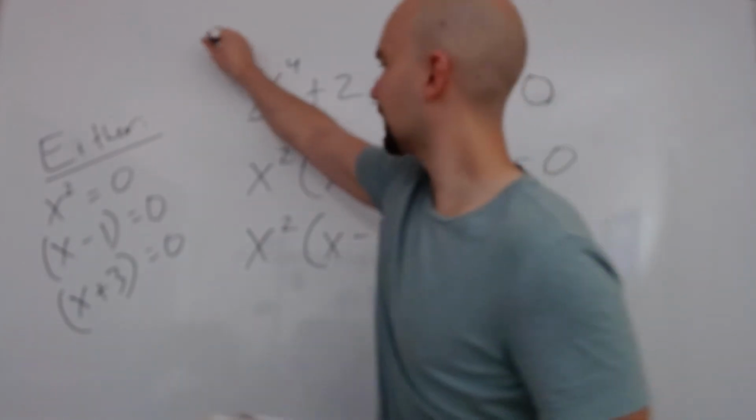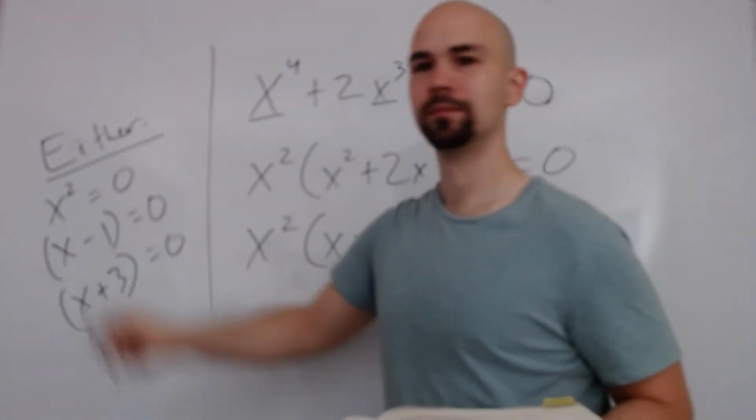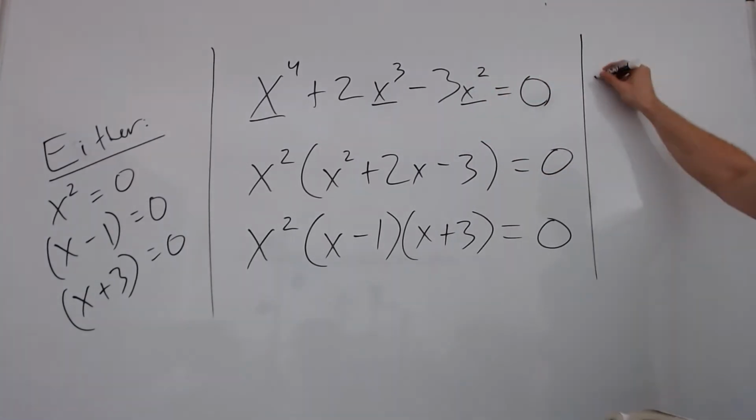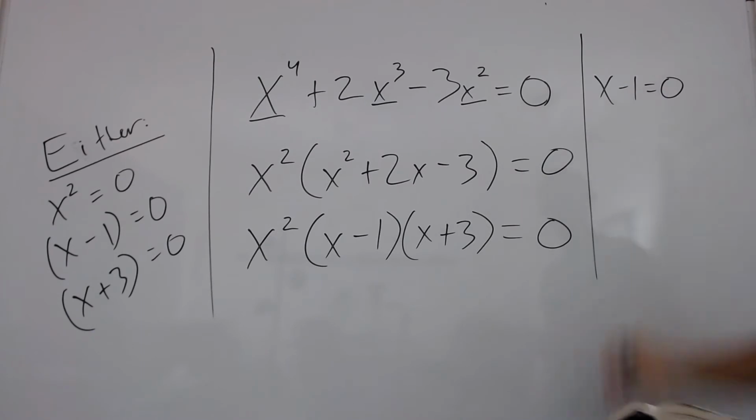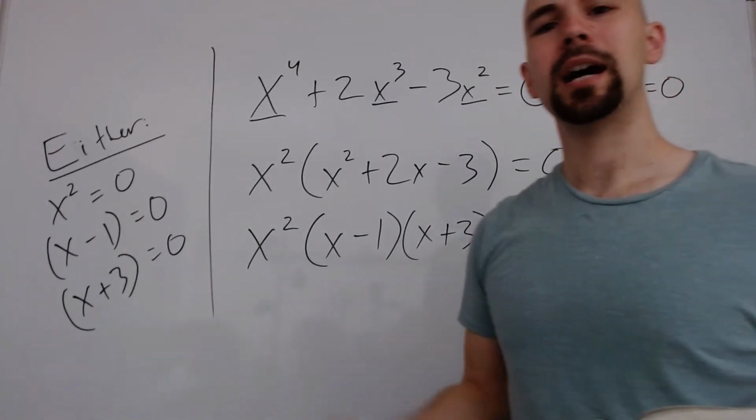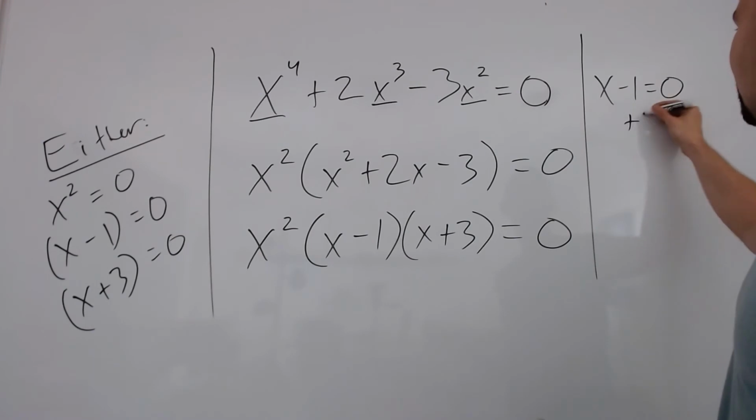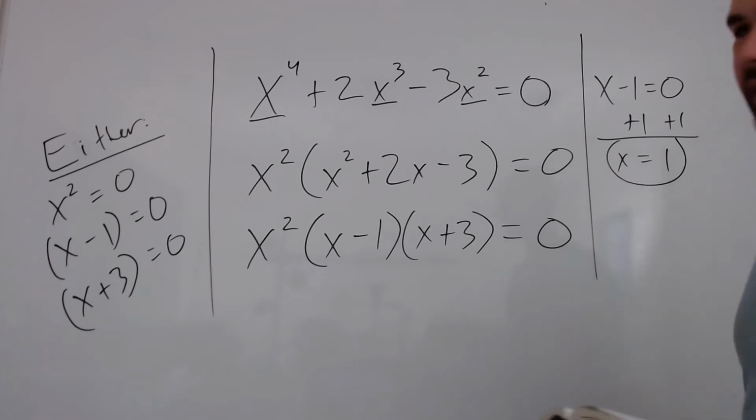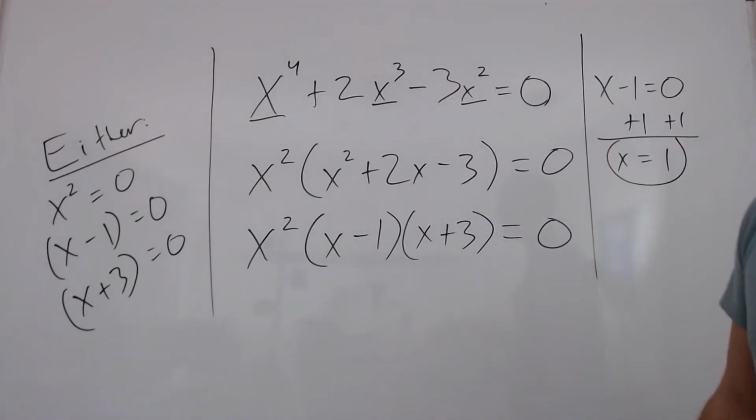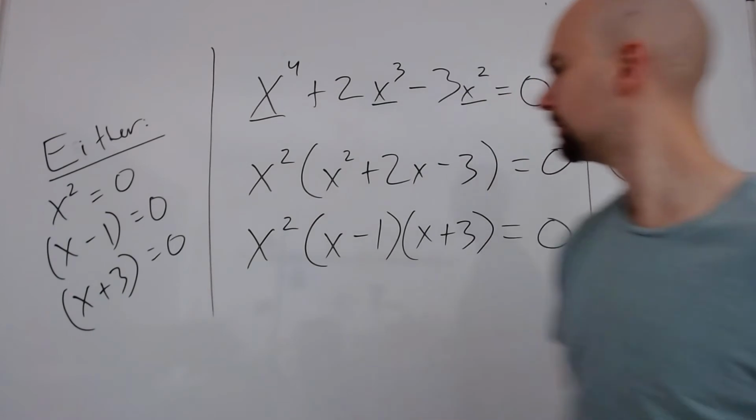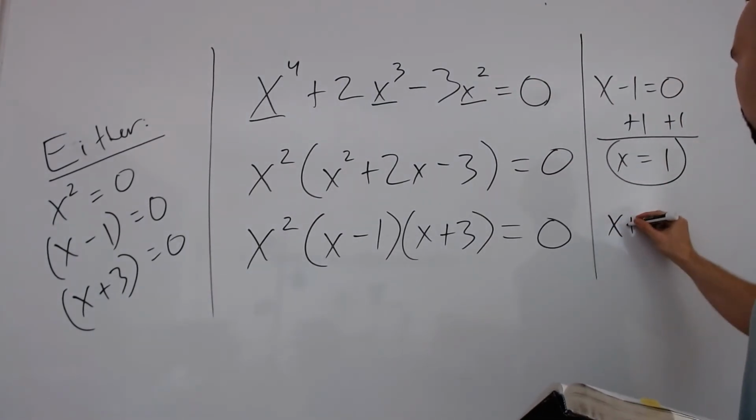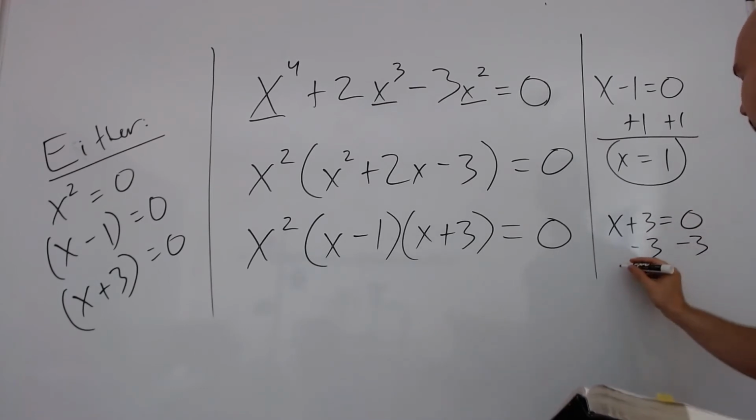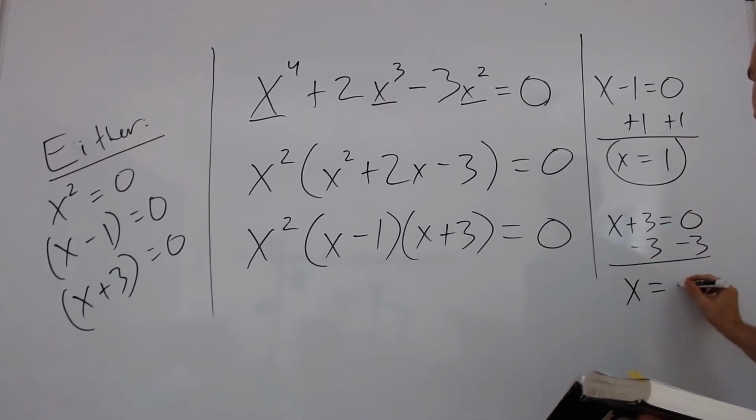How do I get option number 1? Well, I could do this over here. If x minus 1 equals 0, then I'm just going to solve for x by adding 1 to both sides. So one of the possible answers is that x equals 1. Now let's take a look at this option. Isolate x by subtracting 3 from both sides. So the second possible answer is x equals negative 3.